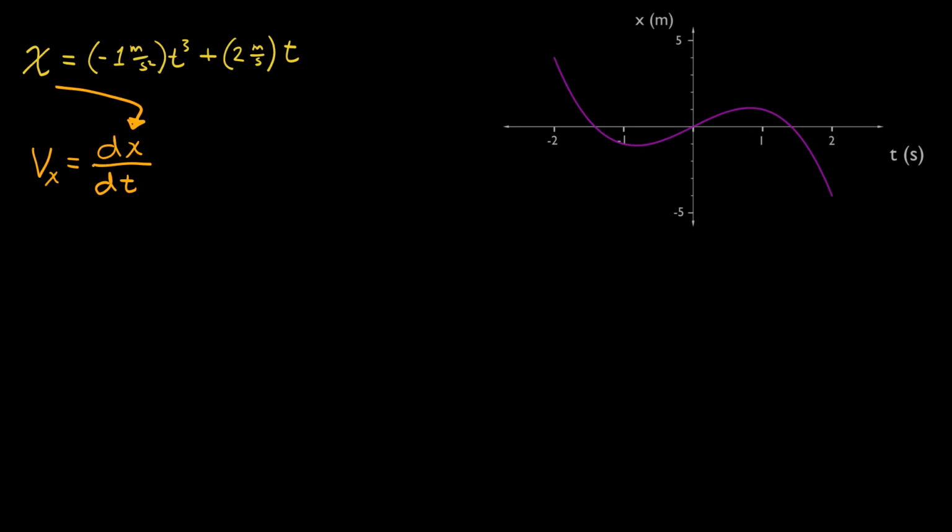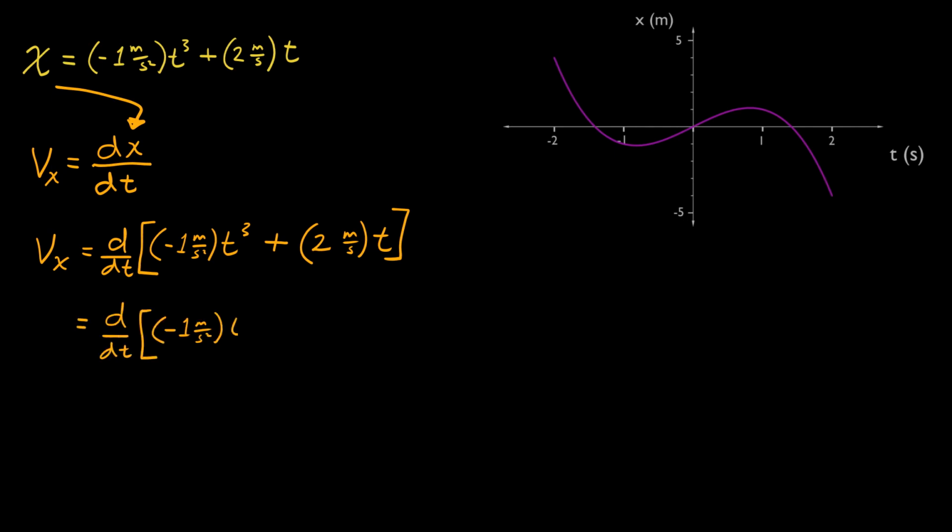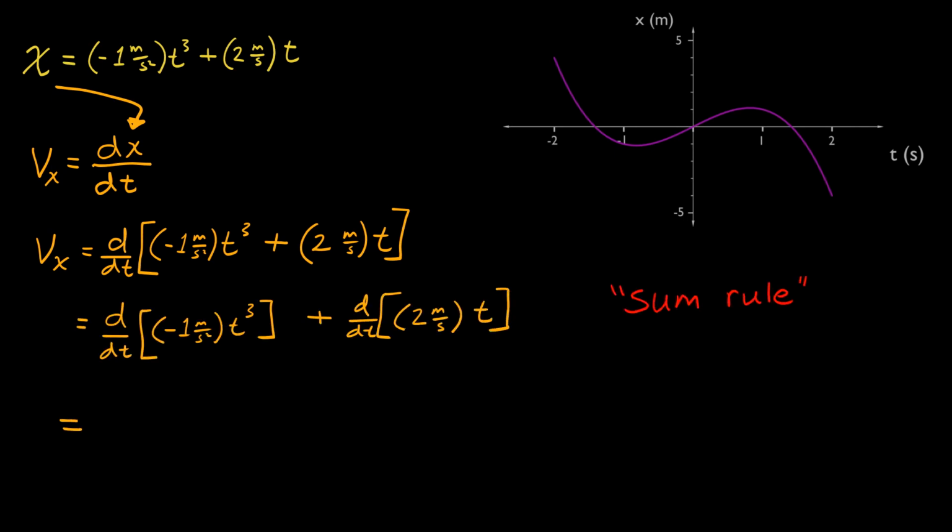And to get the velocity, we just plug it in and differentiate. Hopefully you remember the sum rule in differentiation, which says that we can differentiate both terms of a sum separately. So we're going to do that. And the answer is minus 3 times t squared plus 2. Which looks like this.